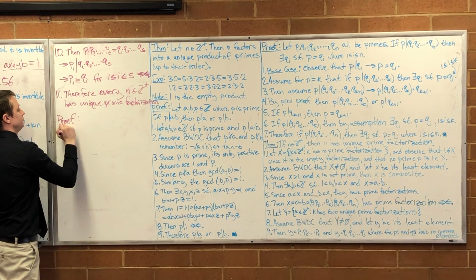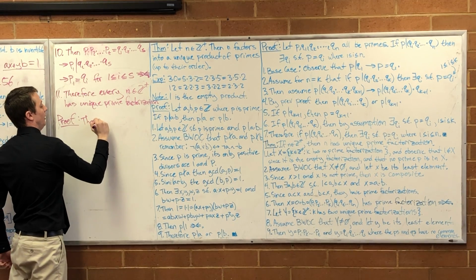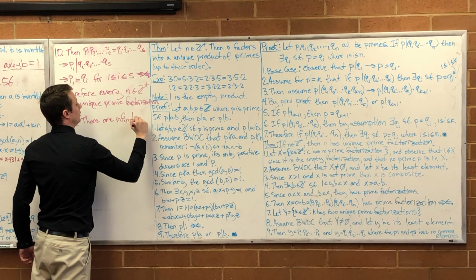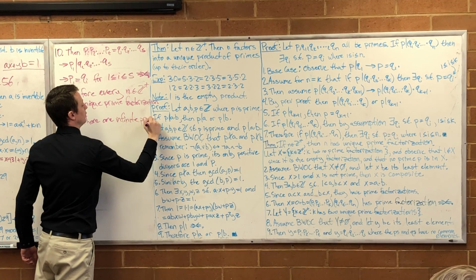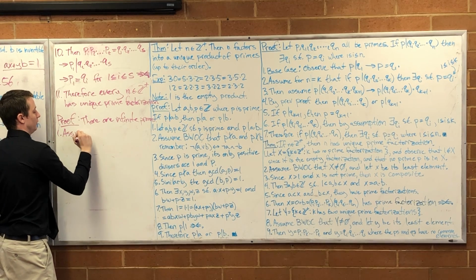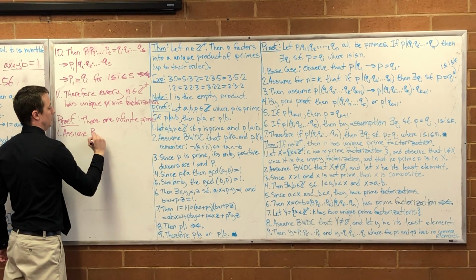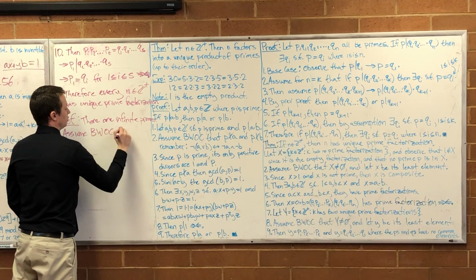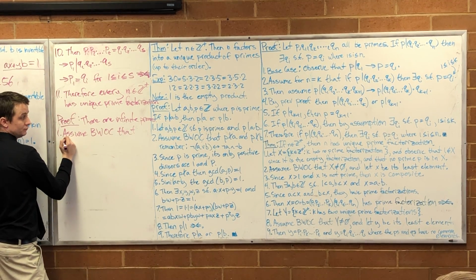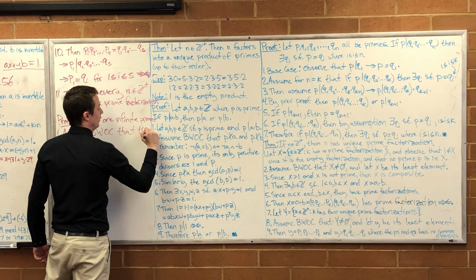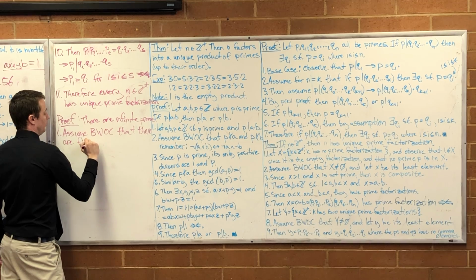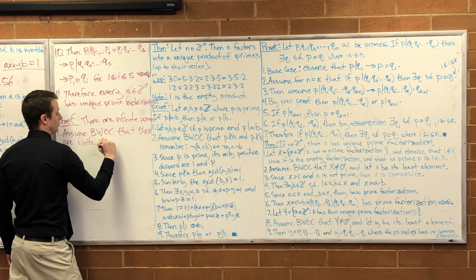Prove there are infinite primes. Assume by way of contradiction that there aren't. Assume by way of contradiction that there are finite primes.